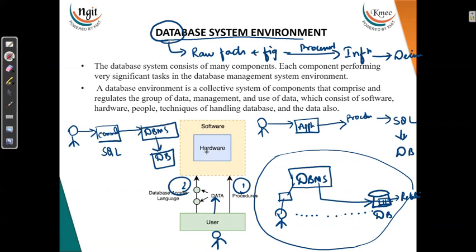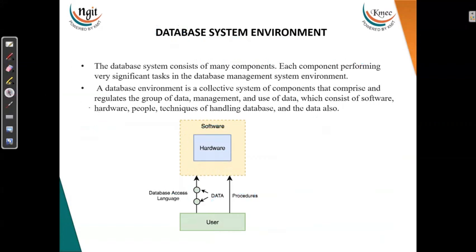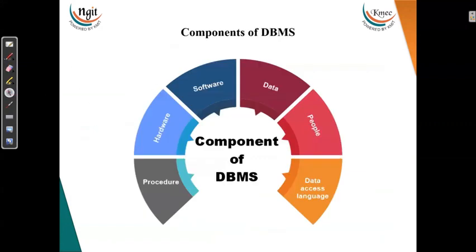Now, hardware is the important component of a computer system, which is tangible in nature. The software which wraps this hardware makes the hardware work. Right? These are the components of the database management system, or it can also be treated as the database system environment. First, hardware, software, data, people, access language, and procedure.